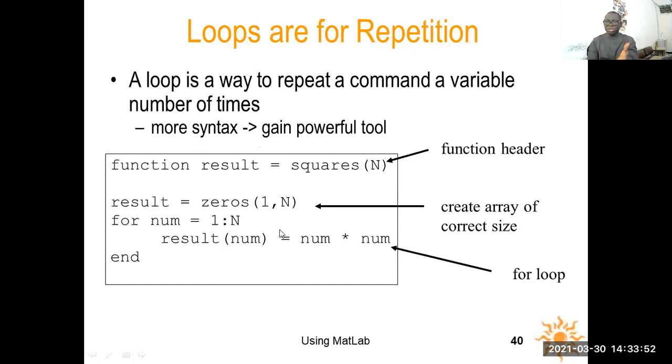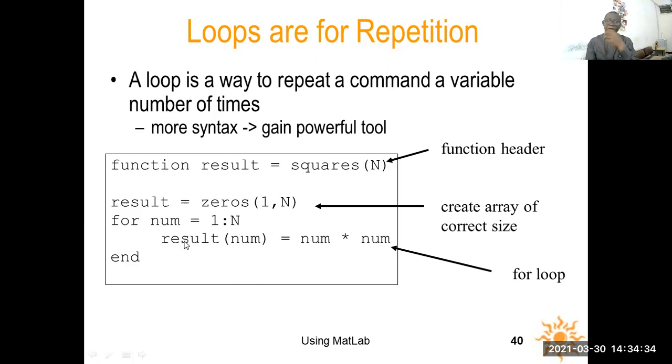Now, when you do this, loops are for repetition. A loop is a way to repeat a command a variable number of times. So when we say function result is equal to square n, that is the function header. Now the result is going to be a function called zeros that is built in to Matlab. It is populating the array in Matlab.